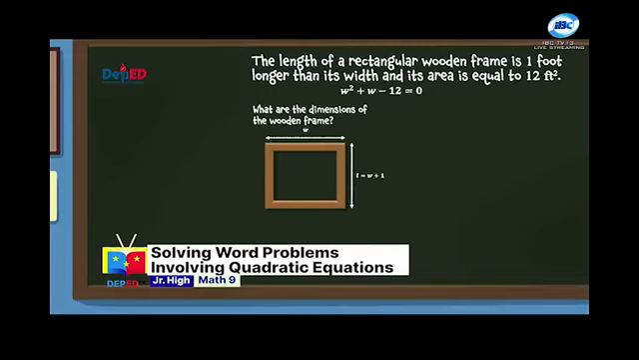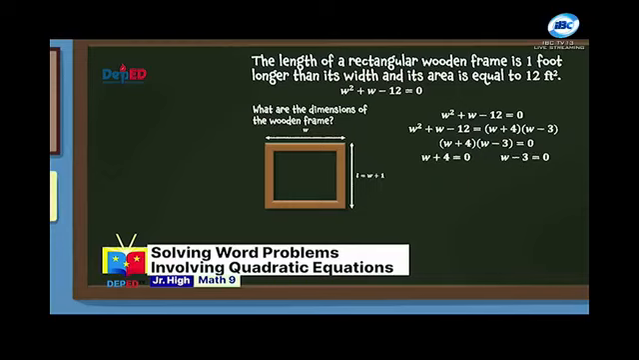So, solving the equation w squared plus w minus 12 equals 0 must give us the width. The equation can be solved by factoring. w squared plus w minus 12 is equal to the product of two binomials, namely w plus 4 and w minus 3. Hence the equation (w plus 4) times the binomial (w minus 3) equals 0.